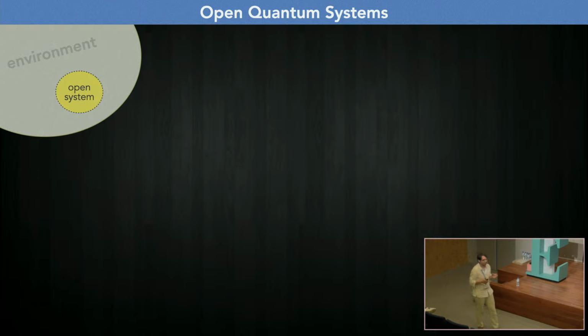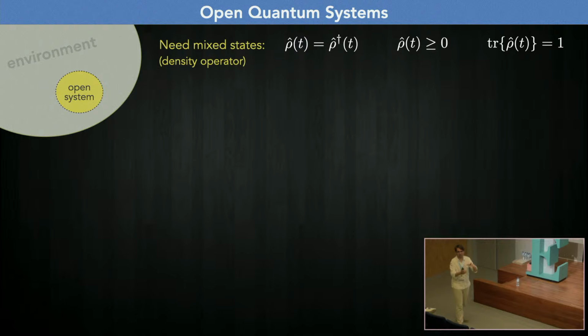But the most important thing to get first is that once you have an open system, because information can leak out of the system into the environment, you are no longer dealing with pure states. You cannot tell anymore if the system is in one pure state or another, because maybe it's entangled with the environment. When you trace out the environment, you are left with a mixed state. So in open quantum systems, the natural state of the system is a mixed state, what we call a density operator.